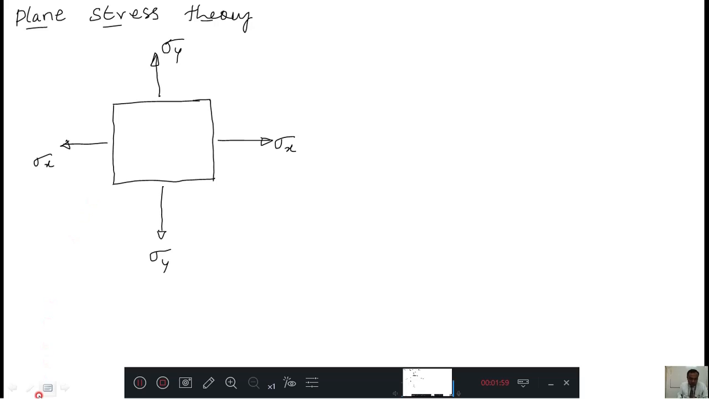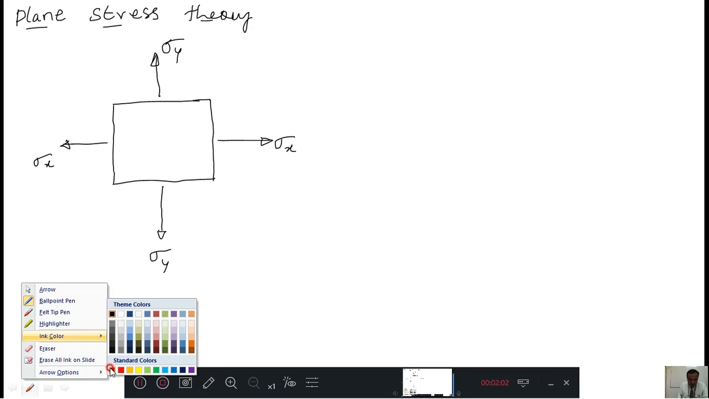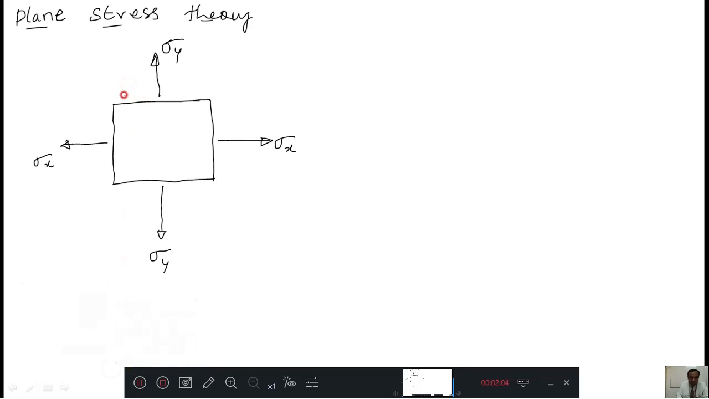Okay, now apart from that, there will be some shear stresses acting. I will consider this shear stress, and this value is tau xy. Then here the shear stress will also be acting, and this value will be tau xy. Because this is applied and this is generated, both must be the same. Then now the body is not in equilibrium.